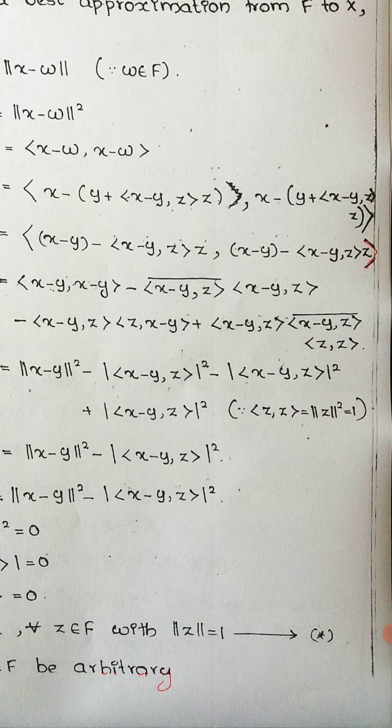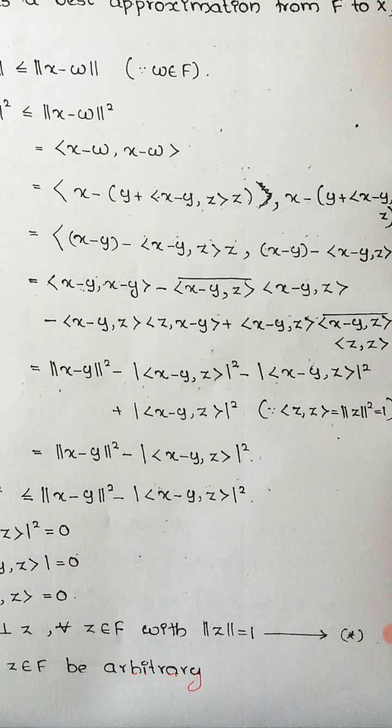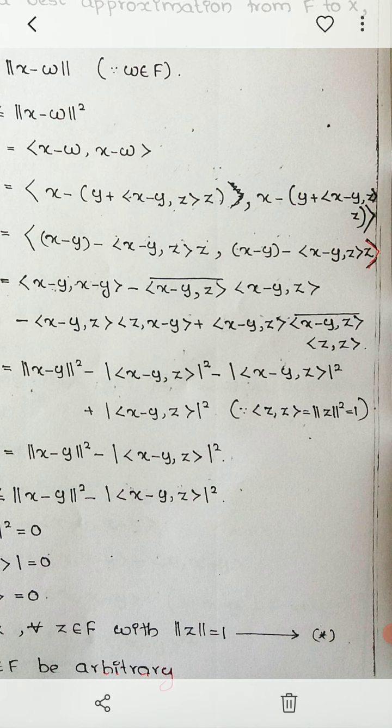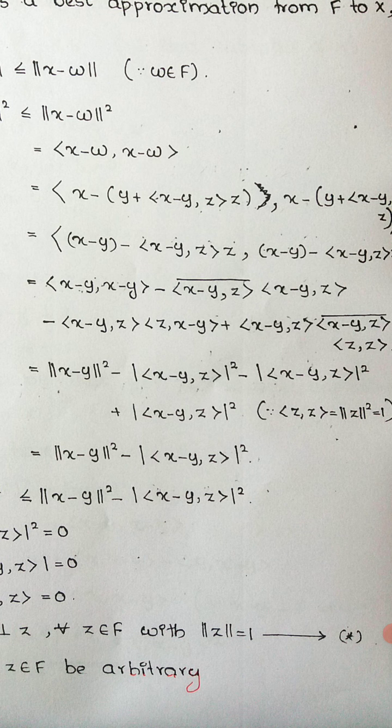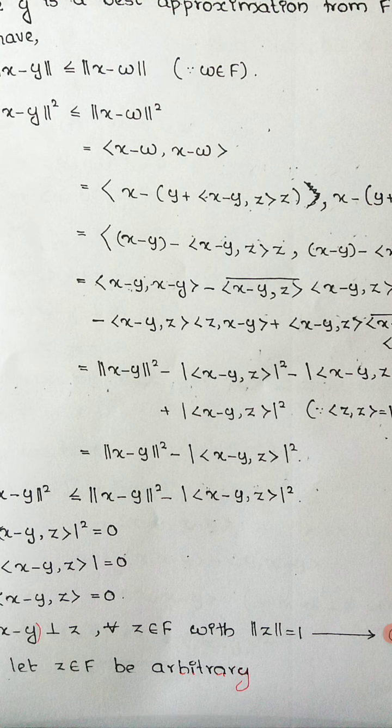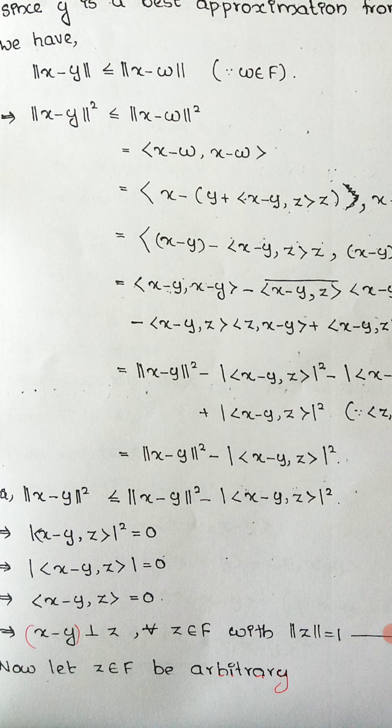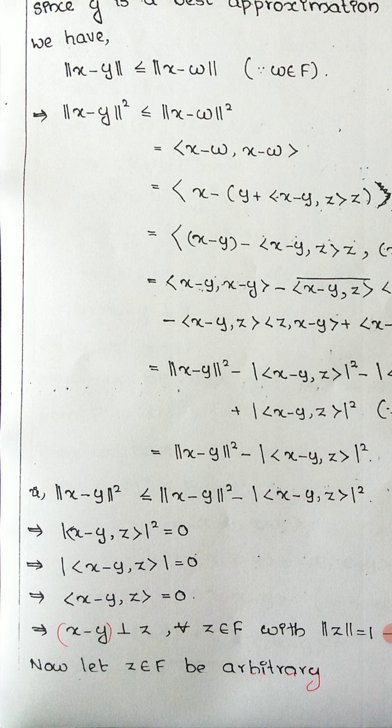Again, in the second term expansion, x minus y, z times x minus y, z bar, the inner product of z with z is norm z squared. So norm of x minus y squared minus modulus of the inner product of x minus y, z squared, minus the inner product of x minus y, z squared once again, and plus, since z times z bar is mod z squared and norm z squared is 1. So modulus inner product x minus y, z squared is equal to norm of x minus y squared minus the one term cancelled, modulus of the inner product x minus y, z squared. So ultimately we get norm of x minus y squared on the left hand side, which is less than or equal to norm of x minus y squared minus modulus of the inner product of x minus y, z squared.